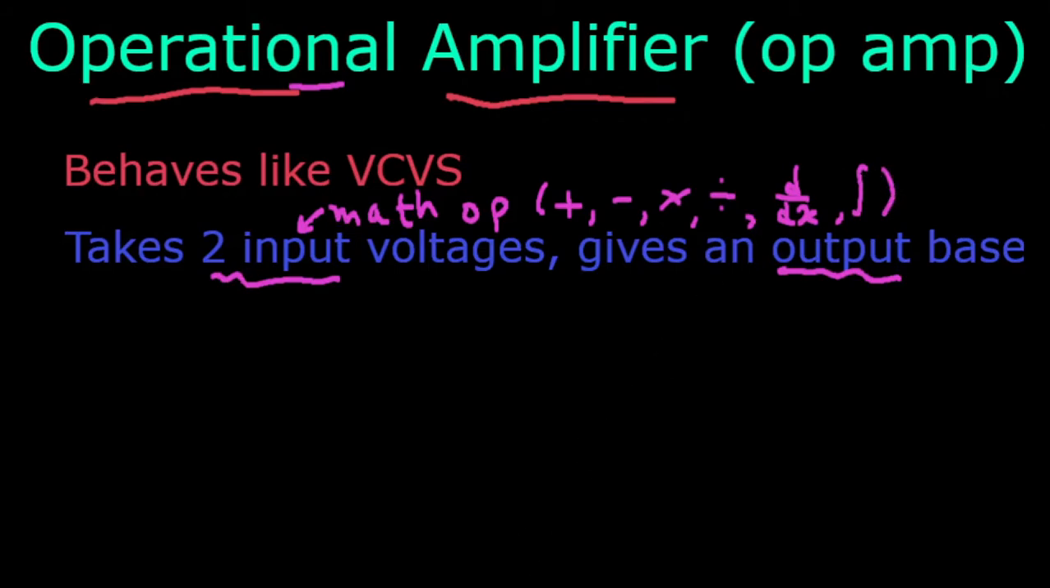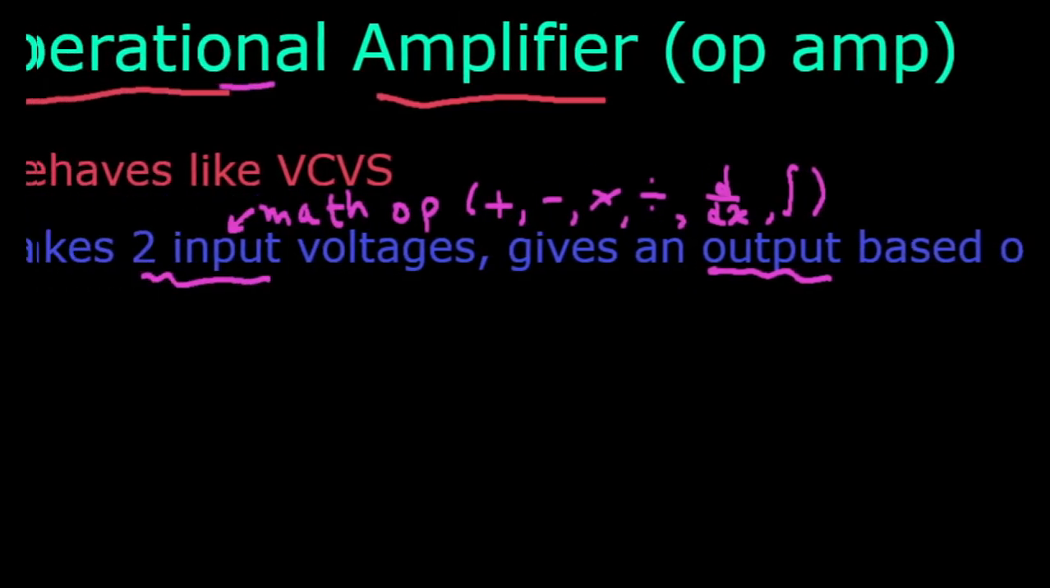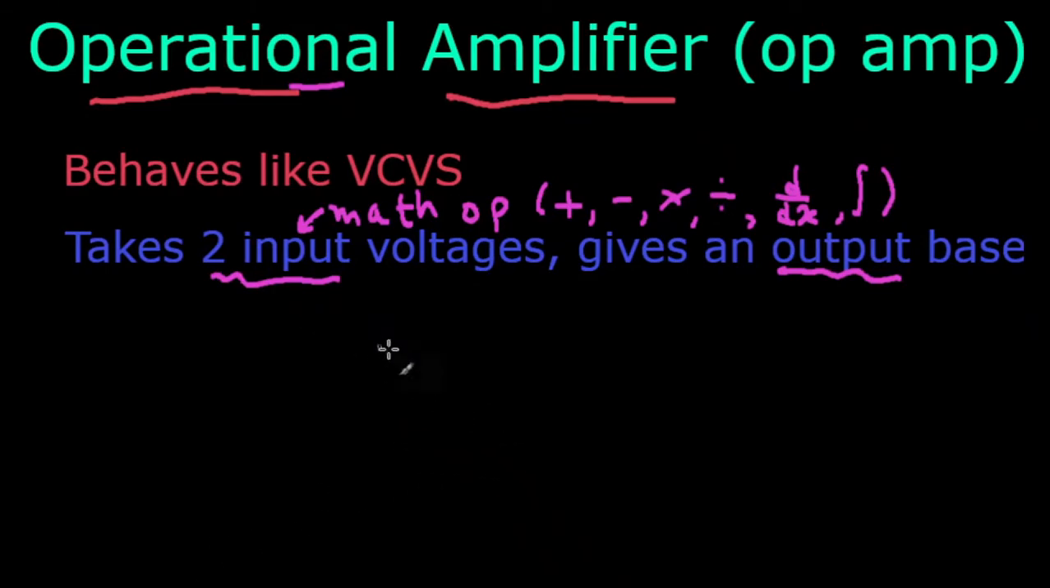Based on that, the op amp is going to give you a voltage output. So that is how really most people like to think about it. It's a very versatile circuit element that can do a lot of things, depending on how you set up the op amp circuit. Okay, so moving on.